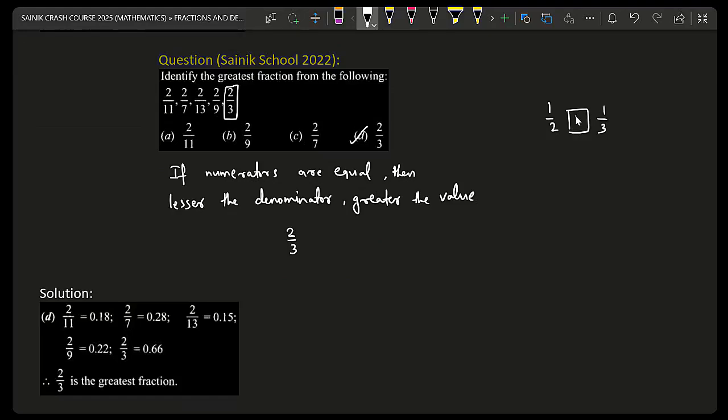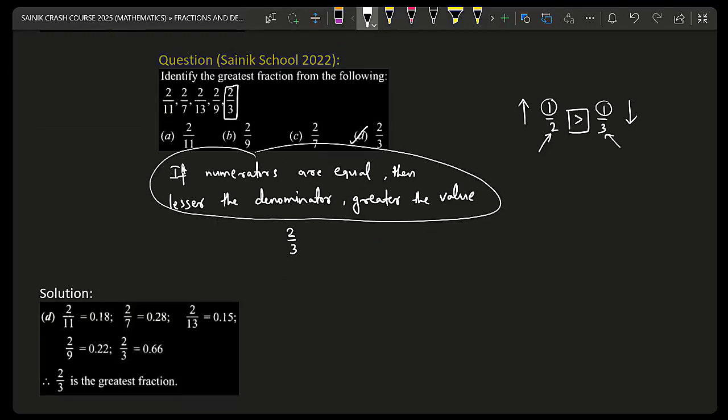Greater than. So what you understand, to compare any two fractions, if numerators are equal, then the denominators will give you the reverse answer. That means whichever fraction is having less denominator, actually it is having more value, right? And whichever denominator is having greater value, actually that is having less value, right? That is what I wrote here. If numerators are equal, then lesser the denominator, greater the value.